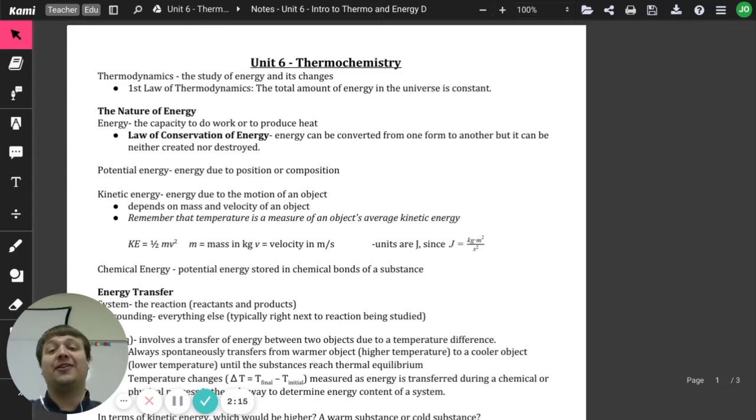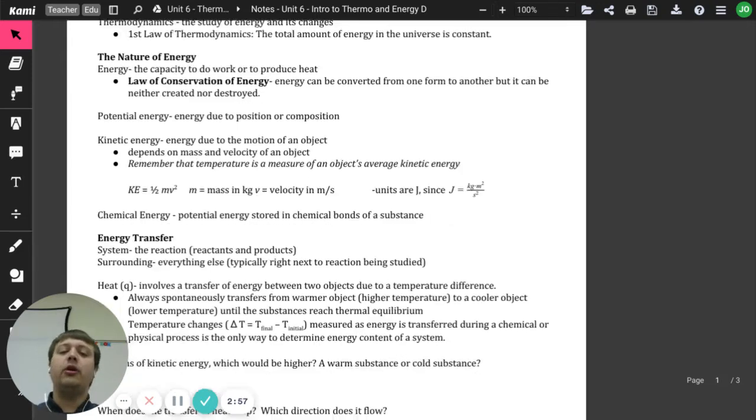Kinetic energy does depend on the mass and the velocity. And remember that temperature is that measure of average kinetic energy. When we're solving for kinetic energy, we can do kinetic energy equals 1/2 mass times velocity squared, where mass is in kilograms, velocity is in meters per second, and your units will be joules. The other type of energy that we talk about in chemistry is chemical energy, and that's the energy stored in the chemical bonds of a substance. We'll talk about that more, and how you solve for the amount of energy in those bonds, in our fourth set of notes for this unit.